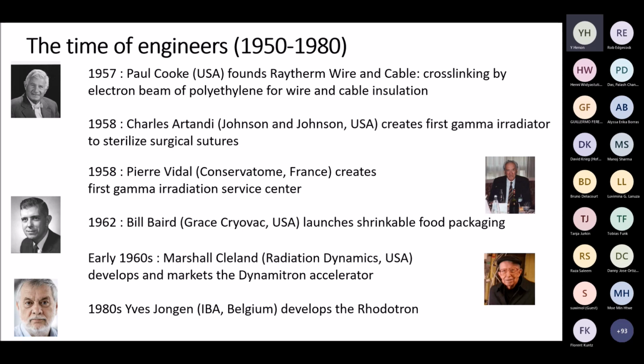And I will finish with Yves Jongen from Belgium. Yves Jongen is really, with another guy called Michel Abs, working both from IBA, the company that they founded, the father of the Rhodotron, definitely the most innovative accelerator in the past 30 to 40 years, and that is now very commercially successful around the world.